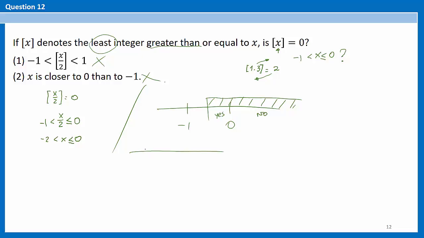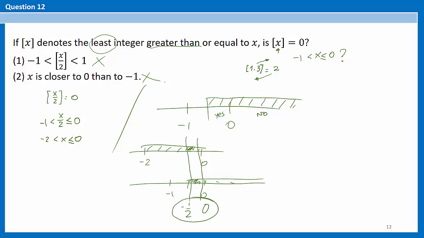Now, using both the statements together, I'm going to use the intersection. Statement 1 says that it's between -2 and 0. And statement 2 says that it's between the middle of -1 and 0 and to the right. So the only intersection is this space between -1/2 and 0. So if x is between -1/2 and 0, it definitely is between -1 and 0. So the answer is both together are sufficient, that is letter C.